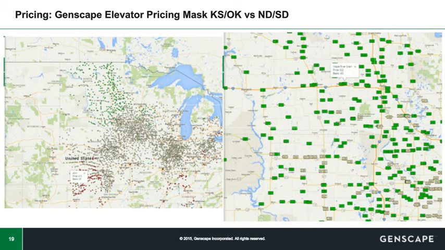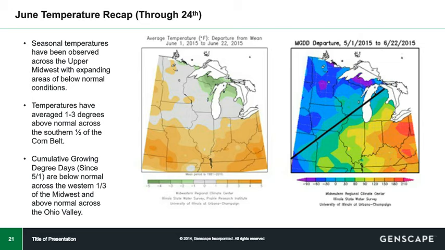Before I do this, I want to encourage our clients to go and use our elevator pricing mask on the Genscape website. You see some screenshots here. You see the more expensive corn, $4 plus per bushel in the Kansas, Oklahoma area, and the cheaper corn in North Dakota, South Dakota regions here marked in yellow and in red and yellow respectively. Again, want to encourage you to use our website. So with that, I'm turning it over to Joshua.